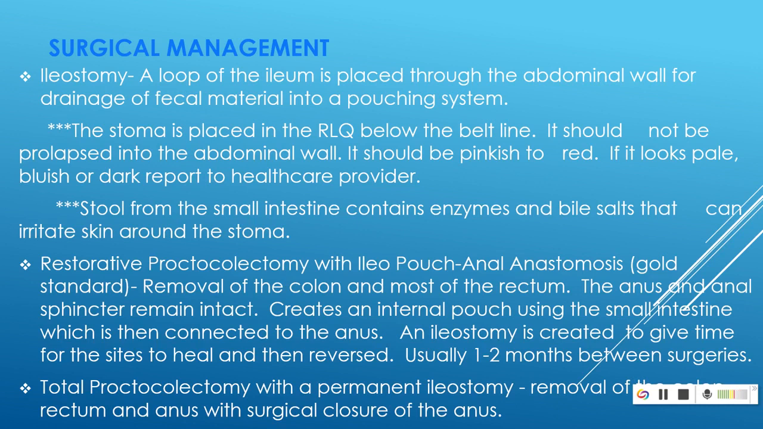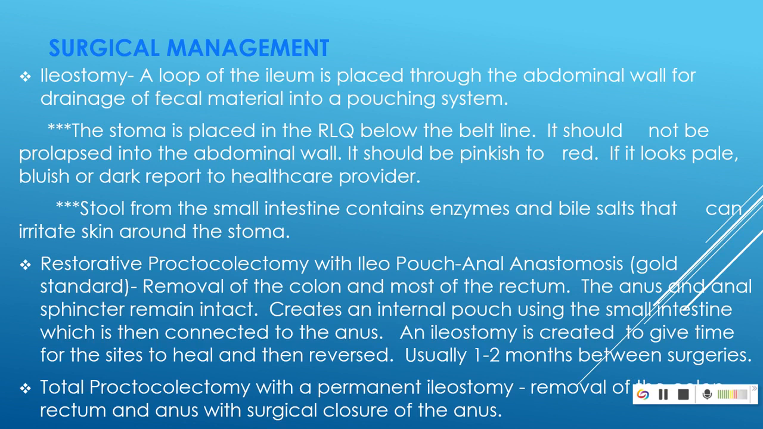Another surgical option is the restorative proctolectomy with the ileo pouch and anal anastomosis. This is considered the gold standard, the surgery that would be done a lot for people who have ulcerative colitis so severely that it is affecting their lives, making them stay anemic all the time. What happens here is the removal of the colon and most of the rectum. The anus and anal sphincter remain intact. So this creates an internal pouch using the small intestine, which is then connected to the anus.